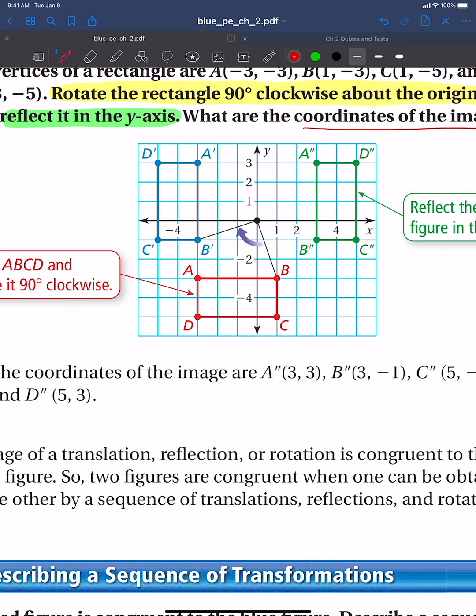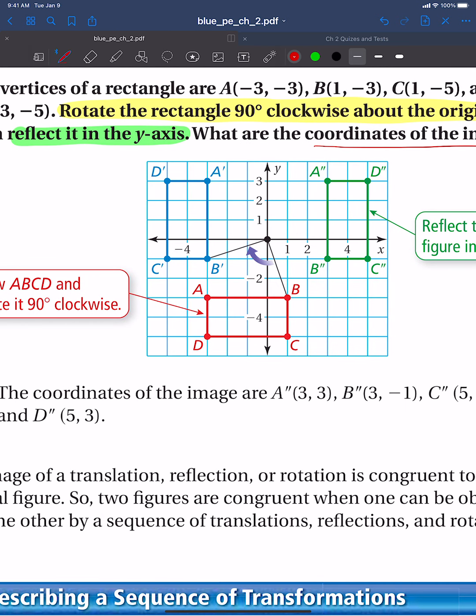So I'm looking at their example. I can tell that the red rectangle is the original, and the reason why is because it doesn't have the prime markings. I can tell that the blue is the first image because it only has one prime marking. And then I can tell that green would be the second image. Okay, so it's like the final picture because it has two prime markings.